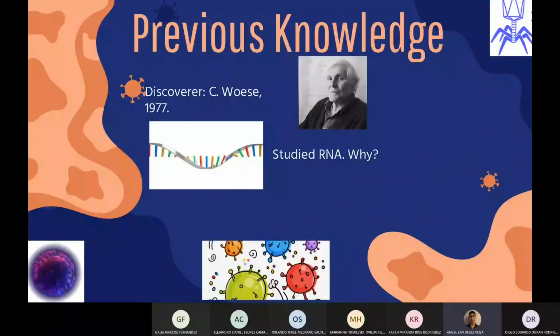The previous knowledge we have to have acquired is the discovery of this theory, who was Carl Woese in 1917. That was the year he discovered it, and he studied RNA chains. Why? Because he tried to prove that RNA chains were containing ribosomes, and thanks to this, he developed the phylogenetic theory of life, that is the scheme that contains the three structures we are going to develop through this presentation.